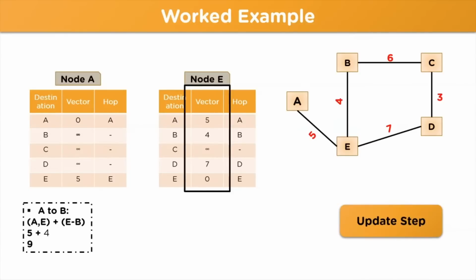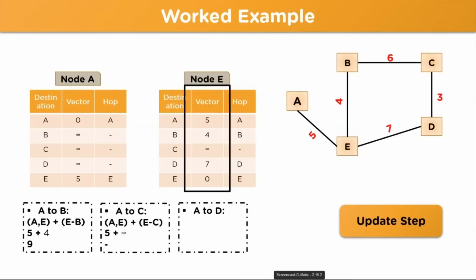Similarly, let's solve for A to C. For A to C we have A comma E plus the distance required to move from E to C. According to the network model, node A is only directly linked with node E, so the value would be 5. But there is no connection between node E and node C, so the value would be infinity. Moving on, we have A to D. In this case, we have A comma E, the value would be 5, plus E to D, that is a direct connection, and the value would be 7. So the total distance is 12.